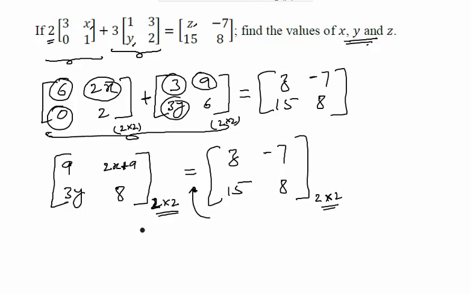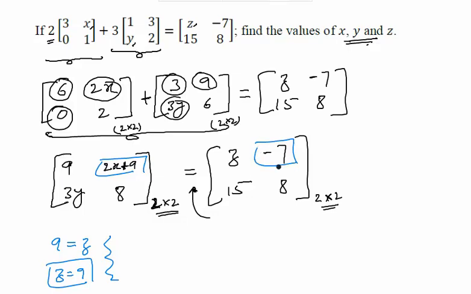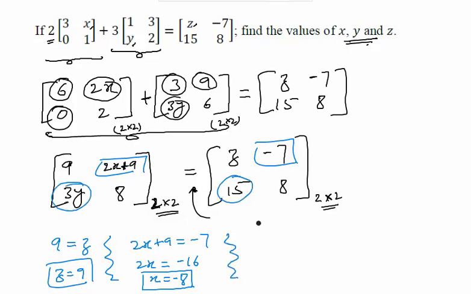So what are the equations that you get? You get first element 9 should be equal to z, so you directly get the value of z as 9, right? What else? If you compare the second element with the second element of the right hand side matrix, you will get 2x plus 9 is equal to minus 7, which means that 2x is equal to minus 16 and x is equal to minus 8, right? This gives us the value of x. Let us compare the third element. The third element is 3y is equal to 15, which means that y is equal to 5.